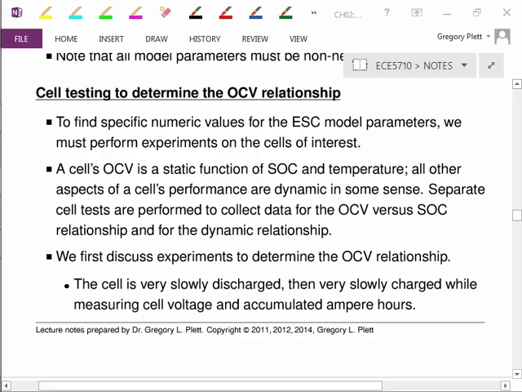So to find specific numeric values for the model parameters, we have to perform experiments on the cells of interest. You need specific equipment that can control the input current to the cell while at the same time measuring the voltage of this cell. You need equipment that can maintain the ambient temperature of this cell, so you've got a constant temperature environment, so you have model parameters that apply to the dynamics of the cell at different temperatures. When I'm looking at the open circuit voltage, this is a static function of SOC and temperature.